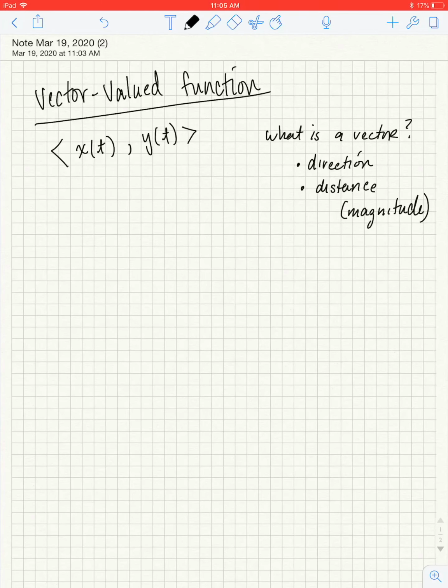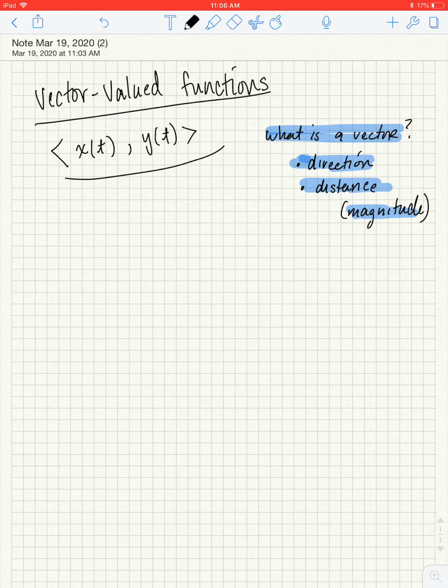Okay guys, I just want to go over vector value functions with you today. Some of this might be new, like what is a vector? In general, a vector just gives you a direction and a distance. The distance they kind of like to call magnitude. In higher level math, they'll call it like kind of like a force.